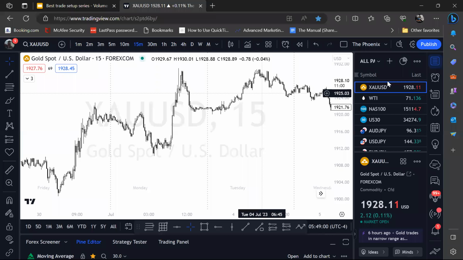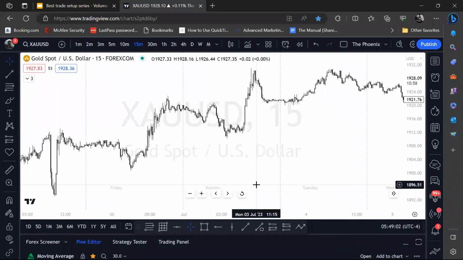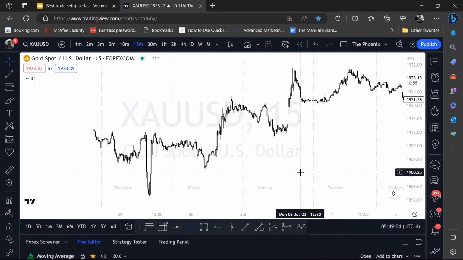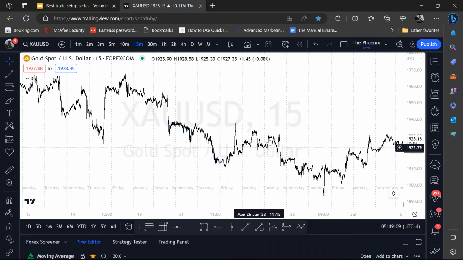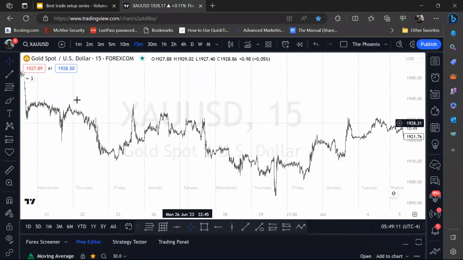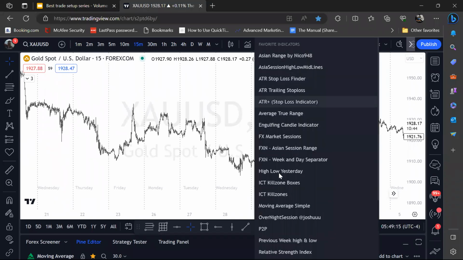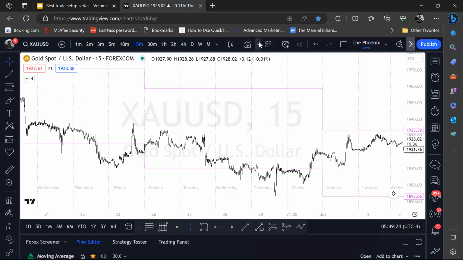Okay, let's find TradingView. All right, I'm looking at gold. Let me just clear my chart, and let's add some indicators. Here. Let's use that weekly indicator, seeing that we're speaking about the high and the low of the week.